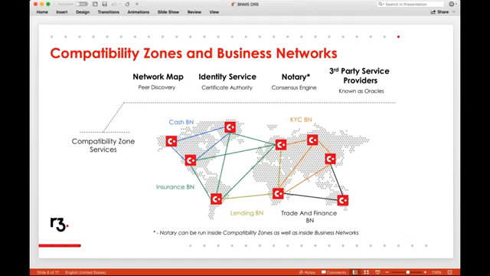I'm sorry, I don't want to hijack the presentation. I don't understand the difference between compatibility zone and business network. To me, it sounds like the same thing. Do I get it wrong?